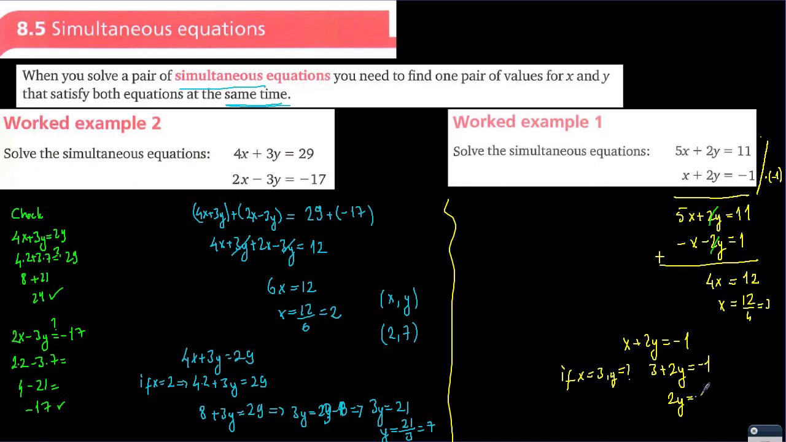2y is equal to -1 minus 3. 2y is equal to -4. And here y is equal to -4 over 2, which is y is equal to -2. So the ordered pair here is x is equal to 3 and y is equal to -2.